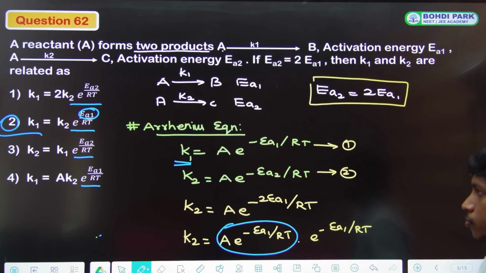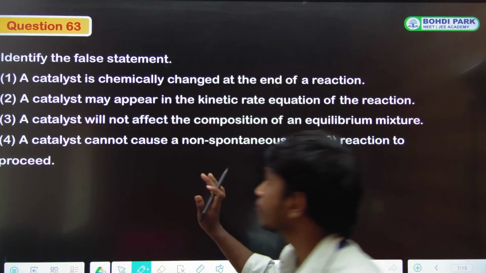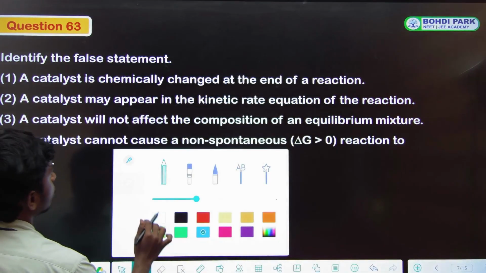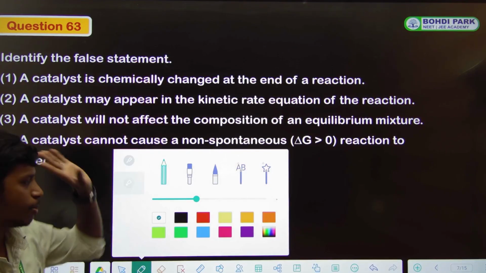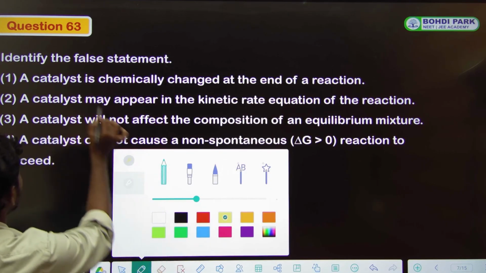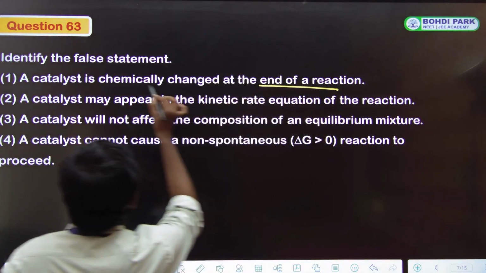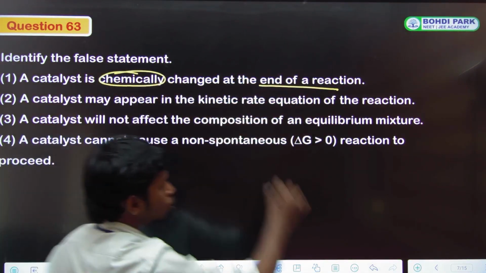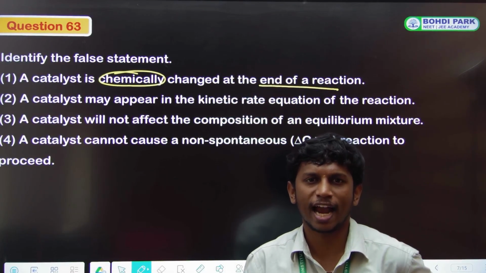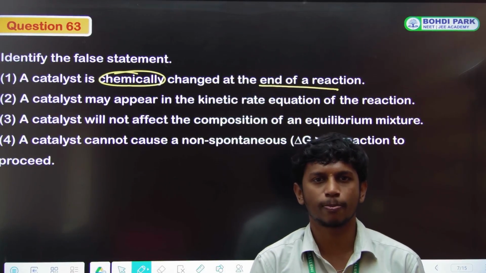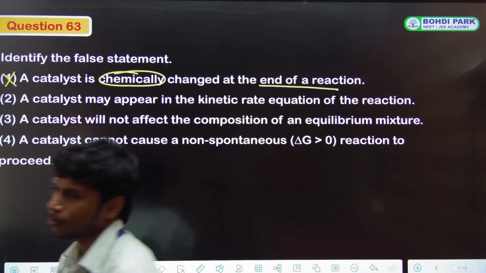Right? Then the third question of the day is identify the false statement about a catalyst. ஒரு catalyst சம்பந்தமா இருக்க wrong ஆன statement என்னன்னு கேக்குறாங்க. First statement is a catalyst is chemically changed at the end of a reaction. ஒரு reaction end-ல catalyst ஓட amount chemically change ஆகுமா? No, it will not change. Catalyst will be recovered at last step of a reaction. So it will not change. This is a wrong statement. First statement is wrong. Okay வா?